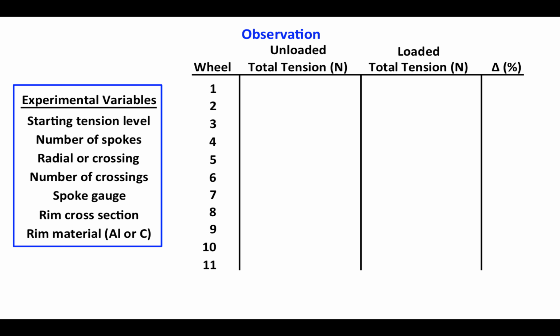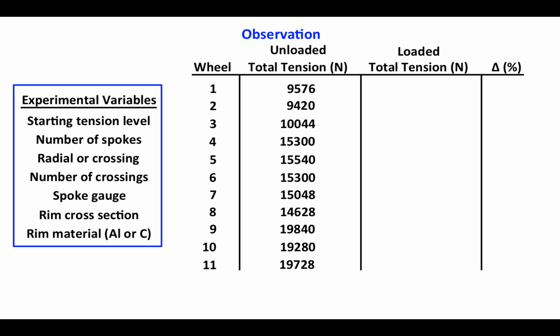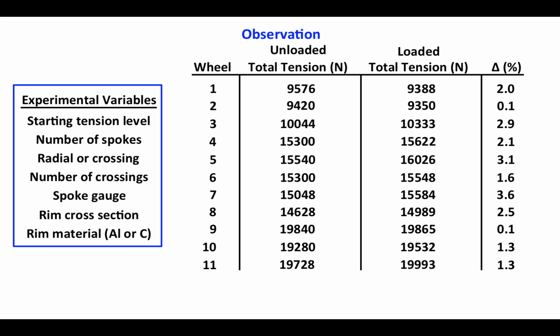Even when taking into account all these variables, starting tension level, the number of spokes, radial or crossing, the number of crossings, the spoke gauge, the rim cross-section, and whether the material is aluminum or carbon, even after considering all of those, we find that the unloaded tension, when we compare it here to the loaded tension, varies only a very small amount from wheel to wheel, and if we add all these up for what it's worth, if anything, we have an average deviation of only about 1.5%.